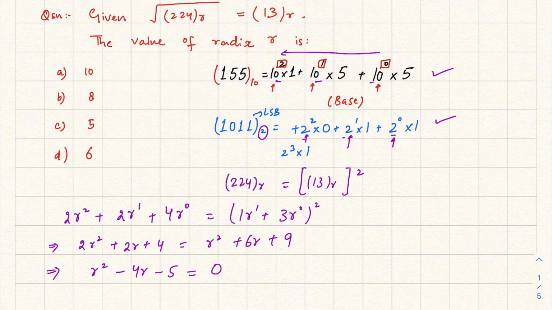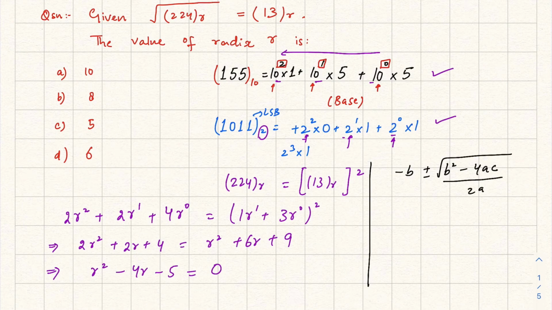You can directly use a calculator and find the answer. Otherwise, as you know from your basics, to find the roots we use the formula minus b plus minus under root b square minus 4ac, divided by 2a. So it will be minus b, and b is already a minus term, so it will be 4, plus minus under root b square, which is 16, minus 4ac, but c is again negative, so it will be plus 20, divided by 2a. Here a is 1, b is minus 4, and c is minus 5.